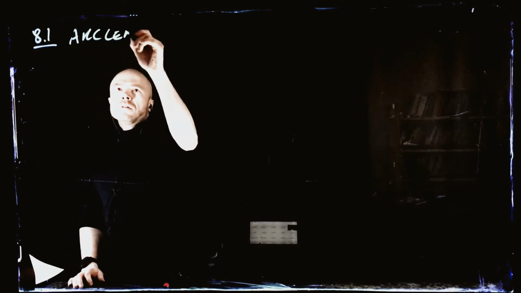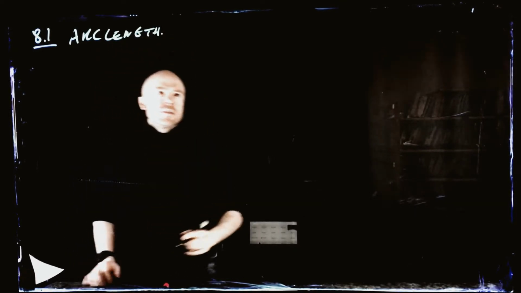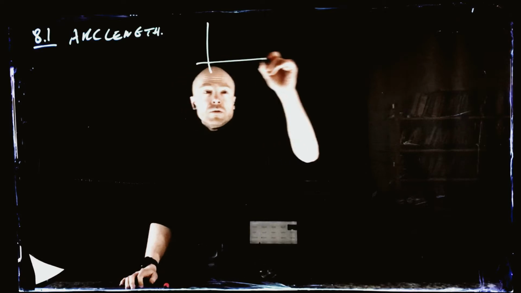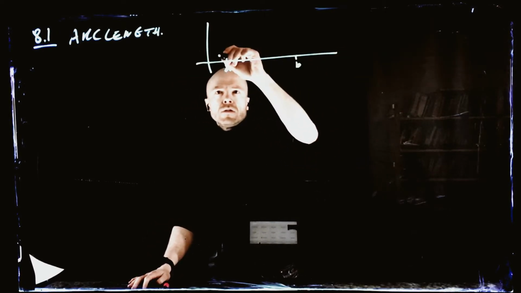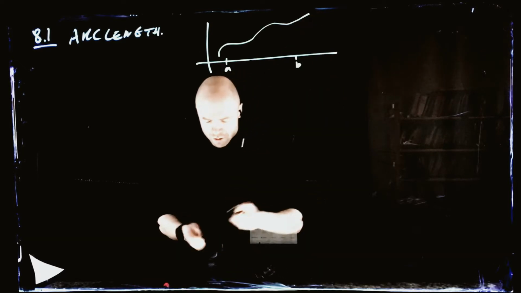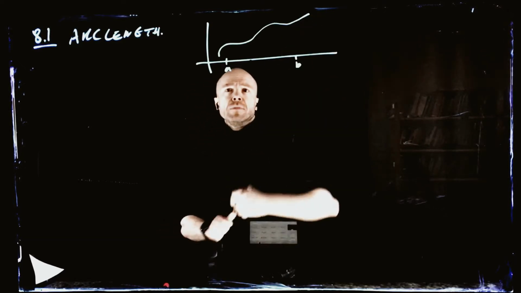We talked about improper integrals. Now we're going to go to section 8.1 and talk about arc length. So this is where we're going to succeed in finding the length of part of a graph above some interval.